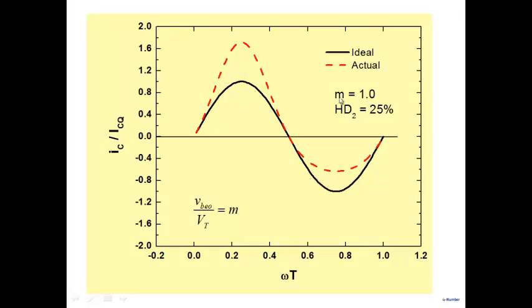Then I put M equal to 1. I'm applying a sinusoidal voltage as large as the thermal voltage here. The black one as usual is the ideal, and the red one is the distorted one. Distortion is as high as 25%. So the larger the input voltage that you apply here, the more distortion you will get here.